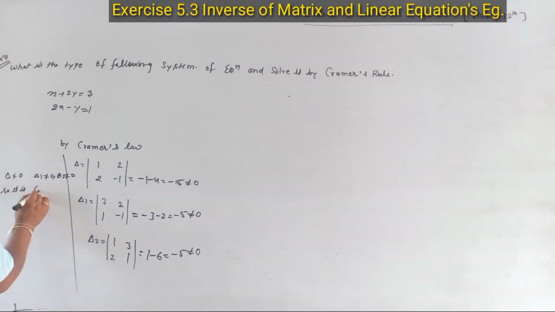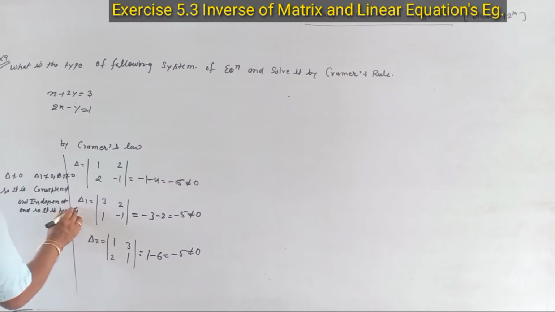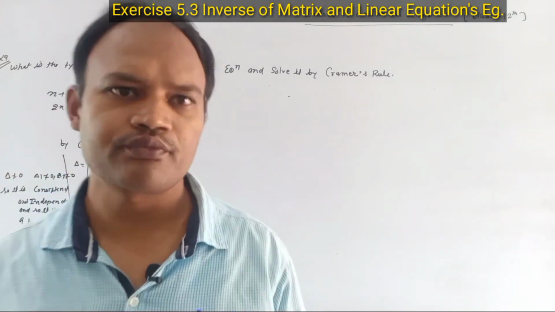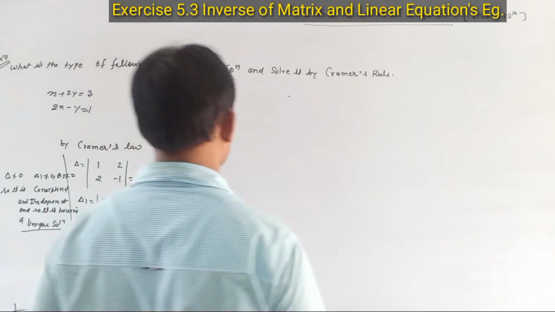consistent and independent, and so it is having a unique solution. So when we have to find a unique solution, how can we solve it? By Cramer's law, now we are going to solve.